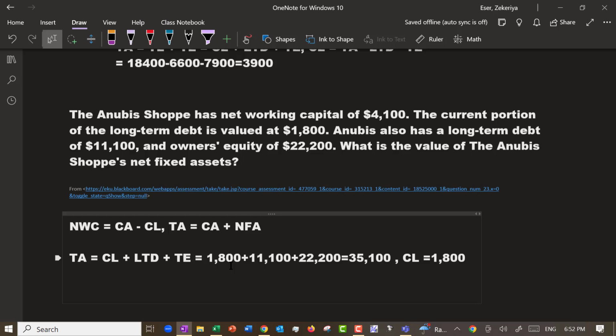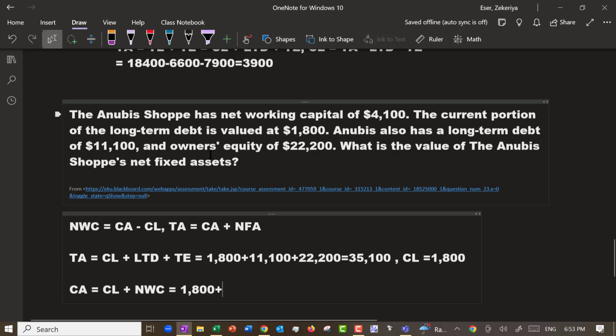This is the equation for net working capital, right? Using that, current assets is current liabilities plus net working capital, which is 1800 plus now 4100.